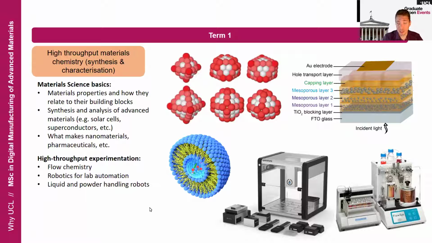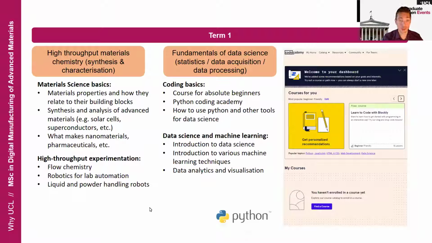We also have very specific sessions on nanomaterials, as well as the high throughput experimentation on things like flow chemistry, robotics, lab automation. So we get you up to speed here with the fundamentals of these disciplines. As well in term 1, you will also get up to speed with the fundamentals of data science, yeah? And we talk about statistics, data acquisitions, and this is really what you need to understand first to then be good in machine learning and artificial intelligence.